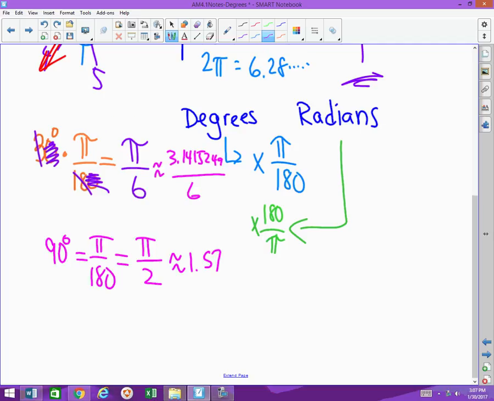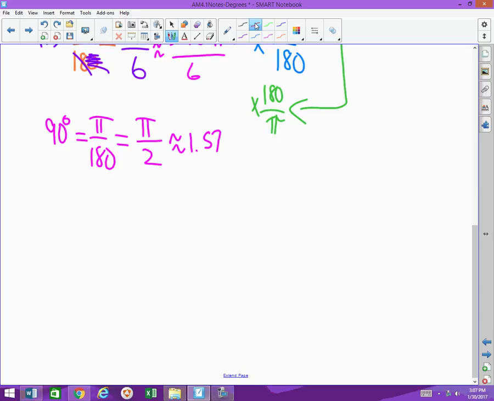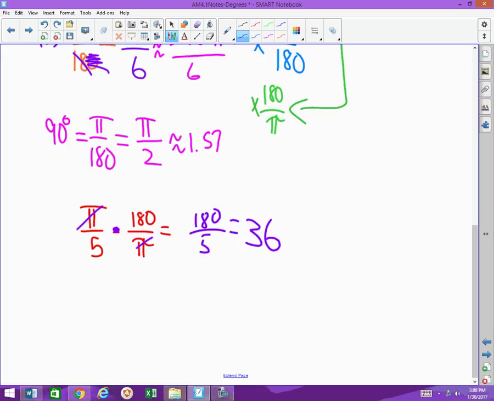And then if you're going the other way, let's say you have pi over 5. If you want to know what that is in degrees, you would multiply by 180 over pi. And so that turns into, the pi's can divide out, you've got 180 divided by 5, which is 36 degrees.